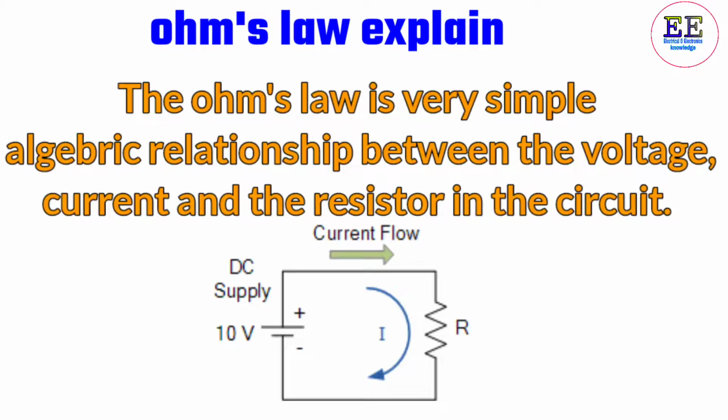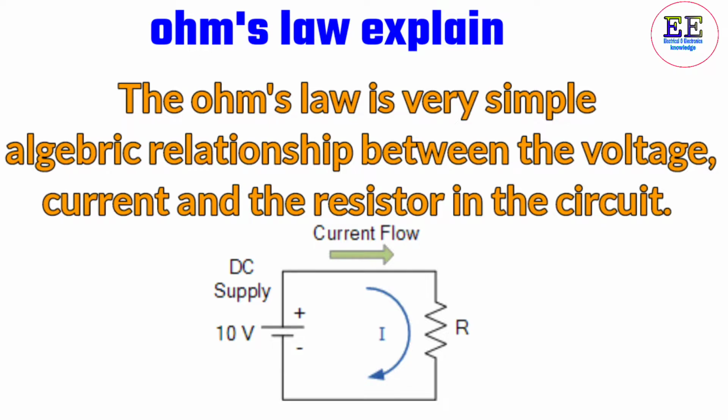So let us say we have one voltage source which is connected to one resistor R. Because of that, the current will flow through this resistor R. According to Ohm's law, at a constant temperature the electrical current flowing through a fixed linear resistance is directly proportional to the voltage applied across it and also inversely proportional to the resistance.